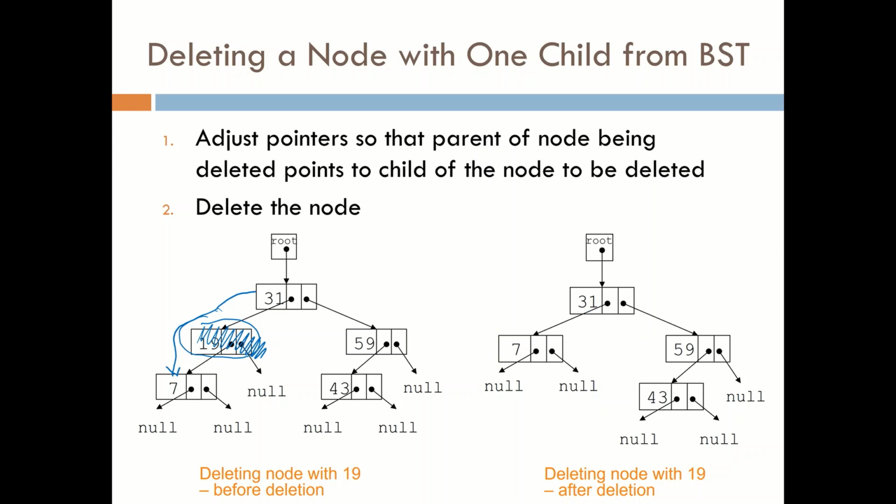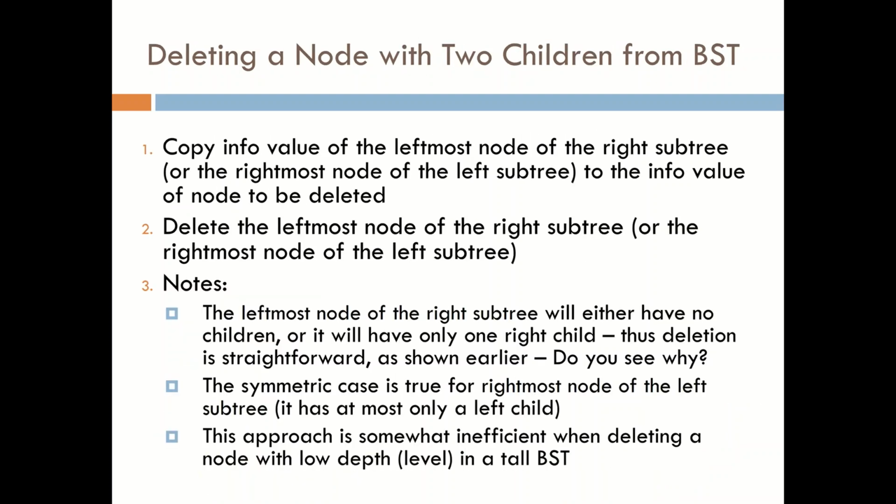Okay, the final case is a little bit more involved, and it is how we delete a node that has 2 children from a binary search tree. So we've looked at deleting a node that is a leaf node, i.e. it has no children. We've looked at deleting a node that has a single child. And so we will now take a look at how to delete a node that has 2 children.